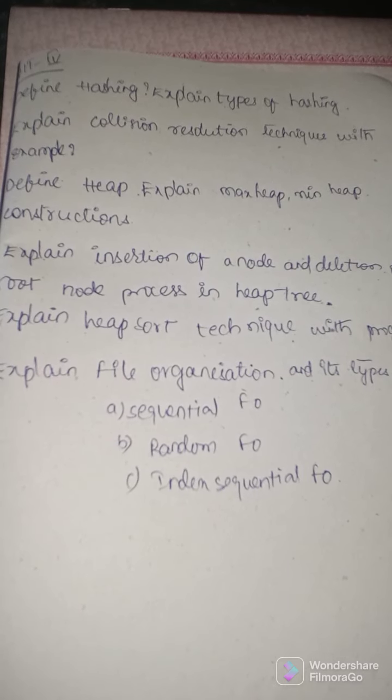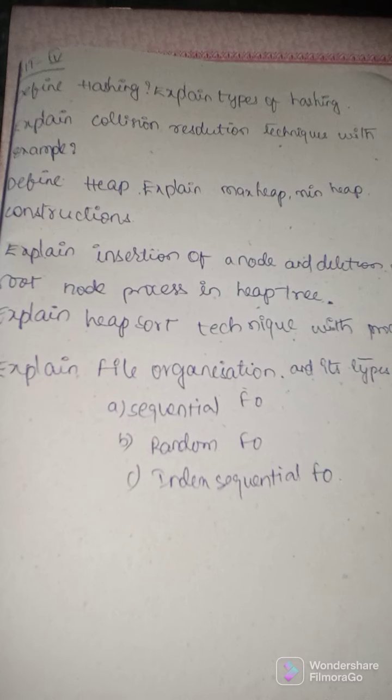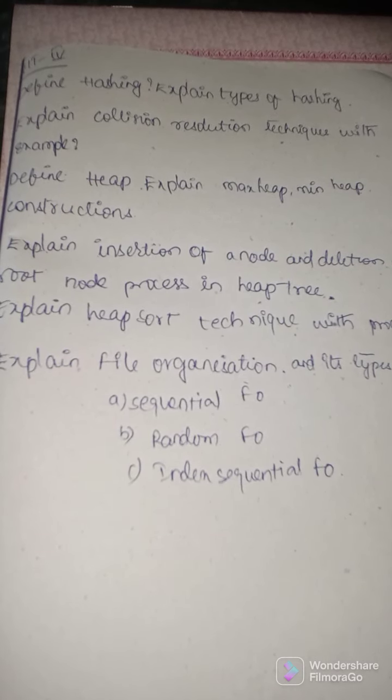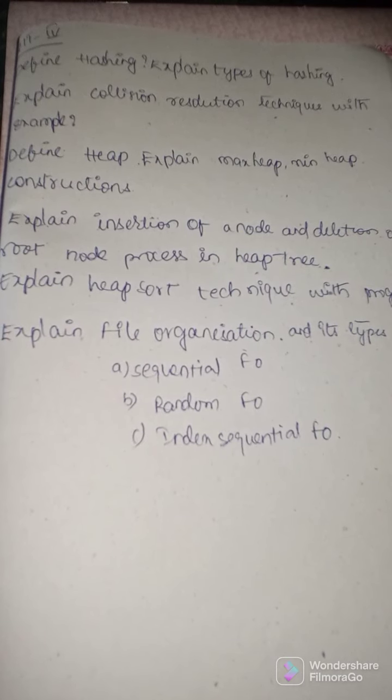Now the last unit is fourth unit. So in this fourth unit, the first question is define hashing and explain types of hashing. So in this definition of hashing, hash table, hash function, types of hashing.